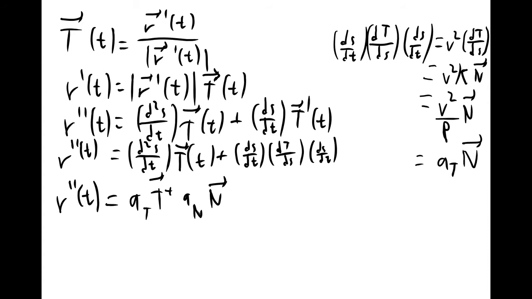You can change dT/ds to the curvature times the normal vector and get velocity squared over rho times the normal vector, which simplifies into the acceleration of the normal times the normal vector. Plugging this all back into r double prime of t, you can get a_T times T plus a_N times N.